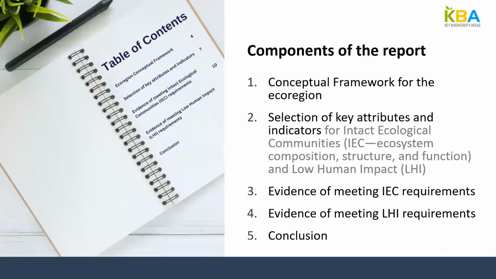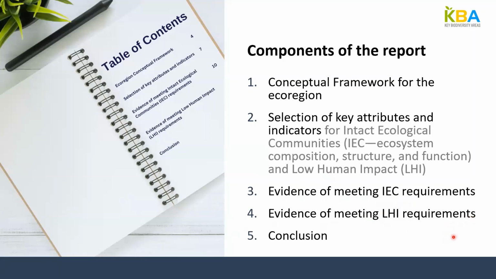But in terms of components of the Criterion C report, this is just an example slide to show you some of the key components of the report. We're not saying that your report has to have all of these titles, but it will need to include some of these elements. So for example, you will definitely need to provide the 3 and 4, so evidence of meeting intact ecological communities requirement and evidence of meeting low human impact requirements.